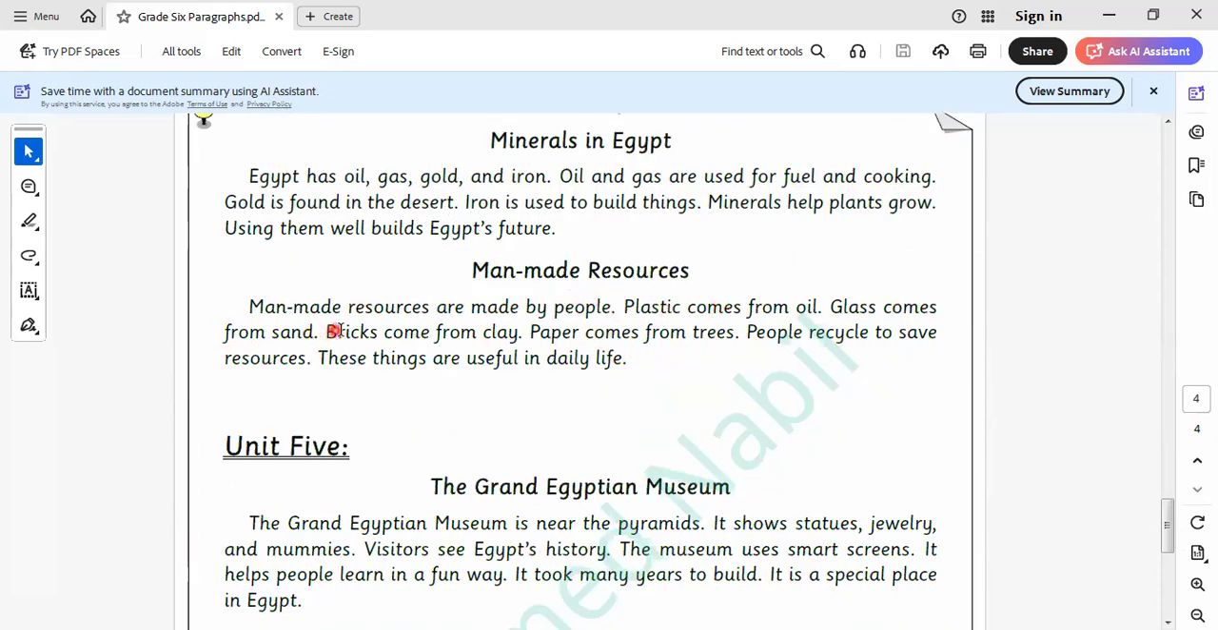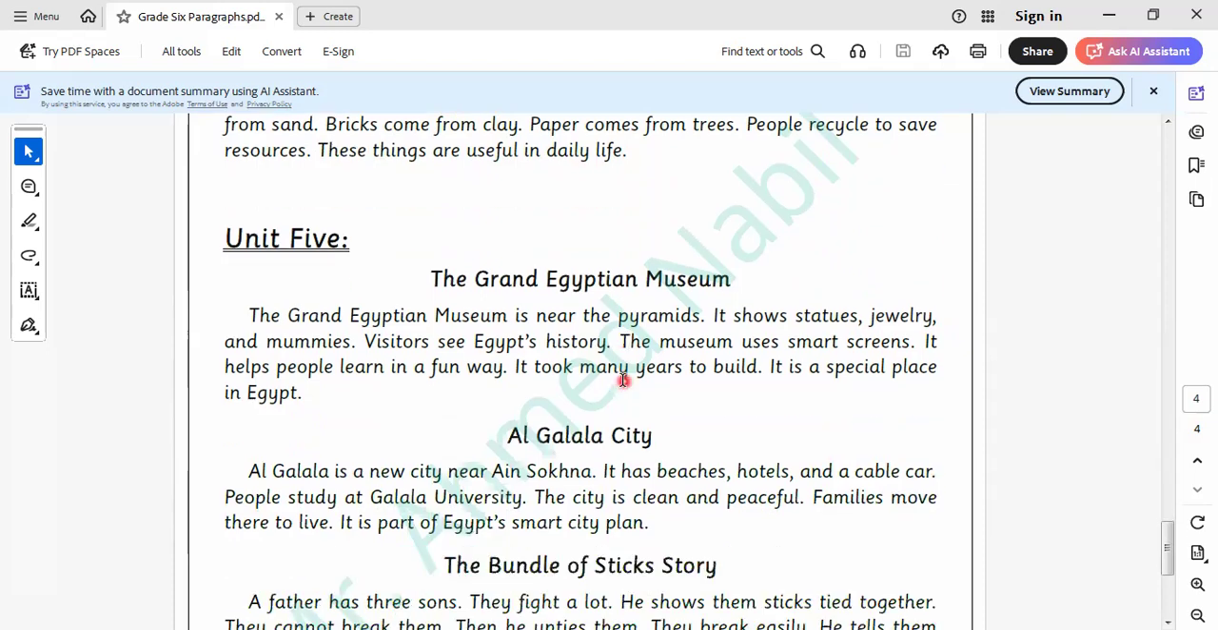Man-made resources. Man-made resources are made by people. Plastic comes from oil. Glass comes from sand. So here think about the materials and what these things come from. Like we say, plastic comes from oil. Glass comes from sand. Bricks come from clay. Paper comes from trees. People recycle to save resources. These things are useful in daily life.